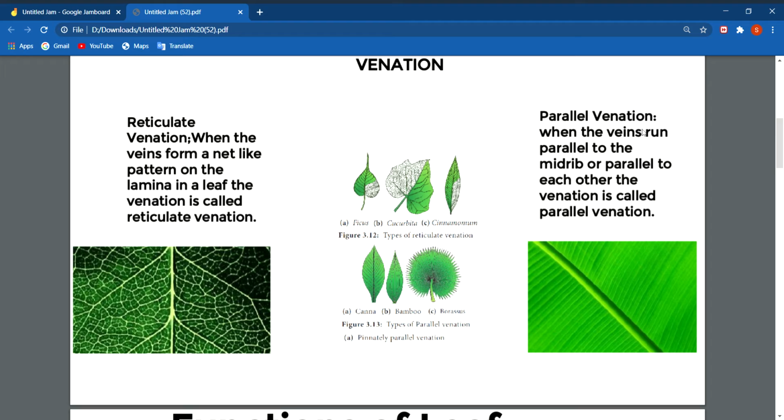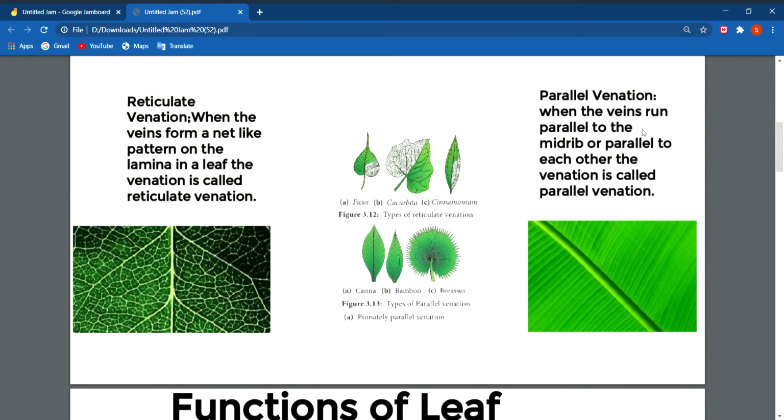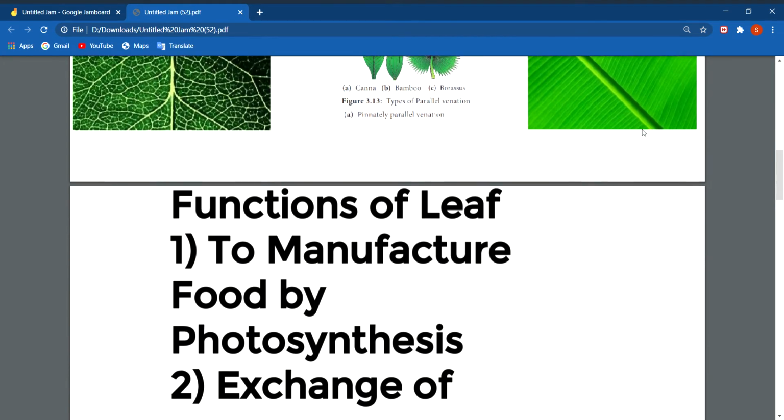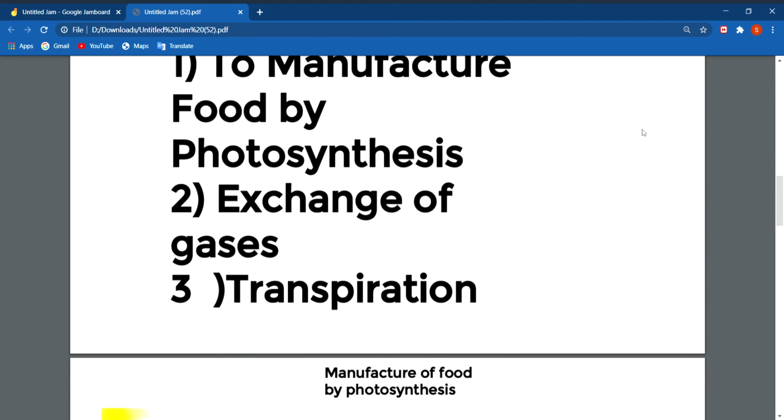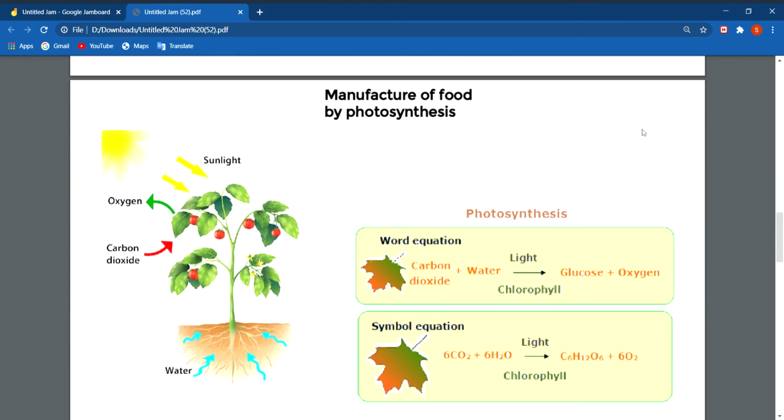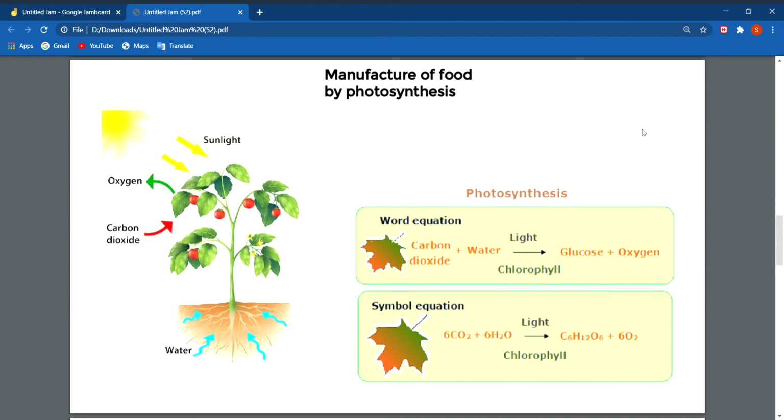Okay. So now we shall discuss the functions of the leaf. The main functions of the leaves are to manufacture food by photosynthesis, exchange of gases and transpiration. Now we shall discuss each of these functions separately. First is manufacture of food by photosynthesis.